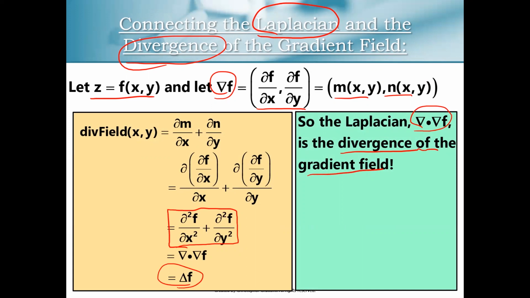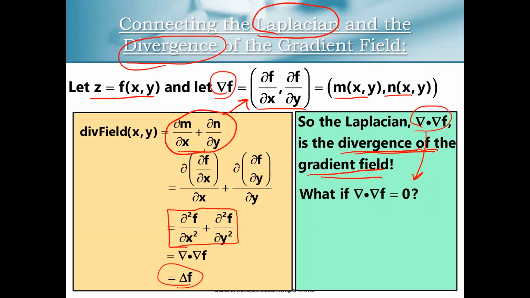Remember, the vector field that we started with wasn't any old vector field. It was a gradient field. So the Laplacian is the divergence of the gradient field. And that kind of makes sense with the other material that we introduced, because we already said del dot a vector field is divergence, and we already said that del f is the gradient. So del dot del f should be the divergence of the gradient field. It all comes together nicely here.